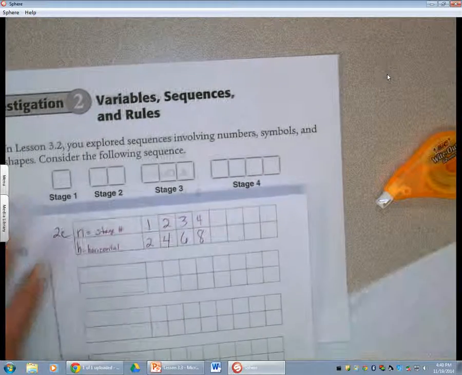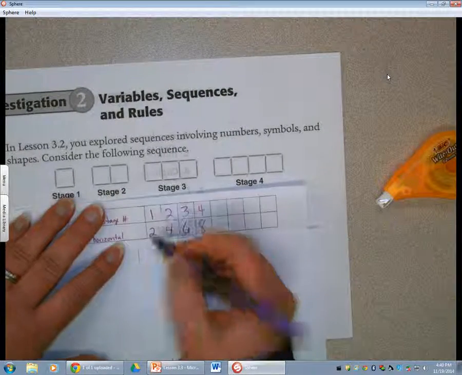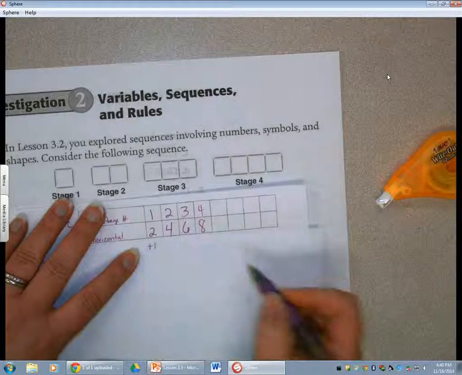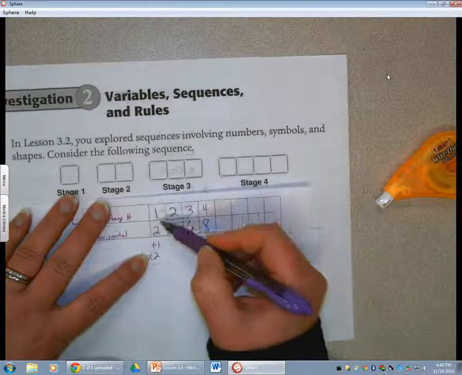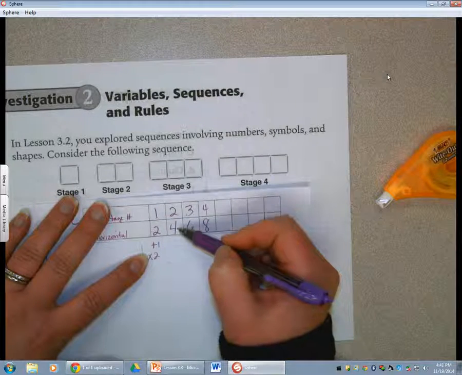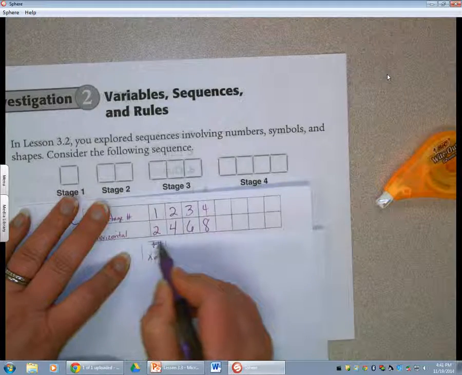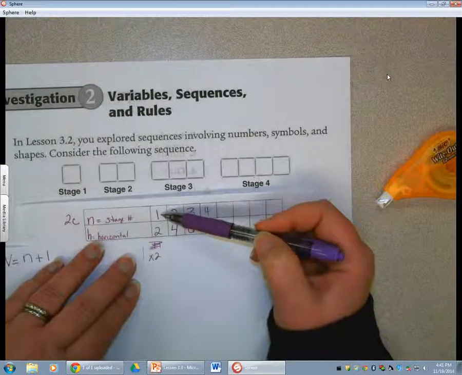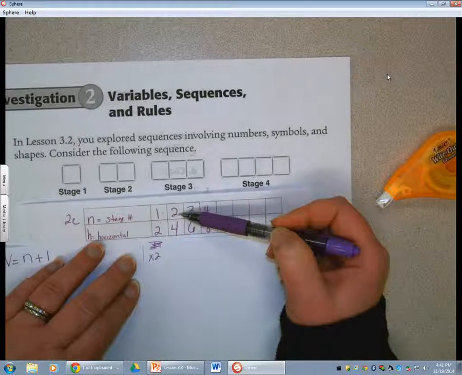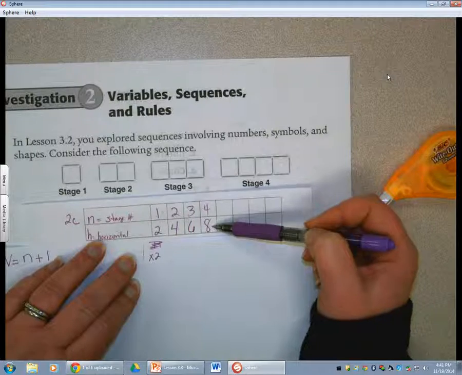So in looking at our rule, we'll start with the basics again. To get from 1 to 2, it would be +1 or times 2. So 1 + 1 is 2, but 2 + 1 is 3. And 3 + 1 is 4, and 4 + 1 is 5. So obviously it can't be +1. Let's try times 2. So 1 times 2 is 2, 2 times 2 is 4, 3 times 2 is 6, and 4 times 2 is 8.